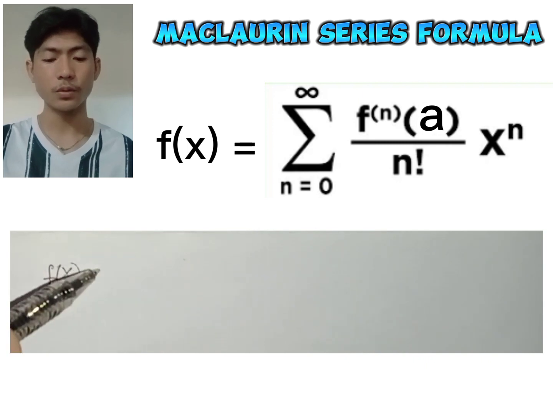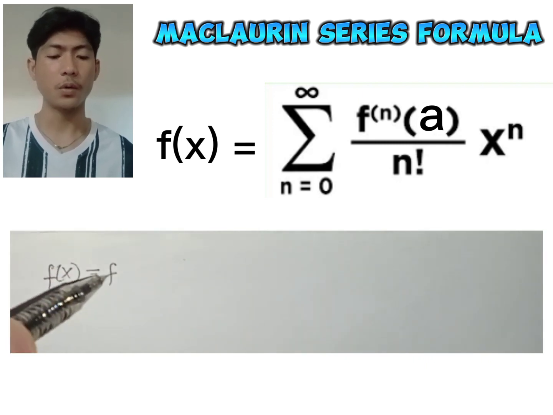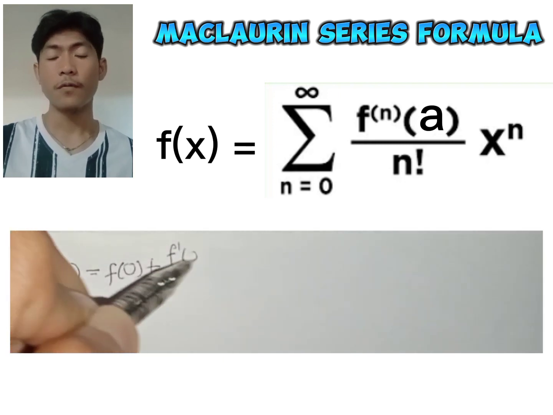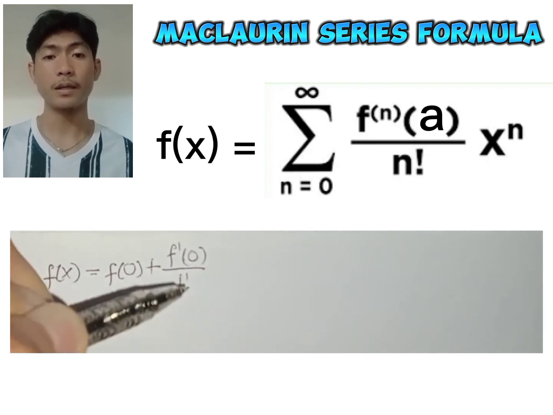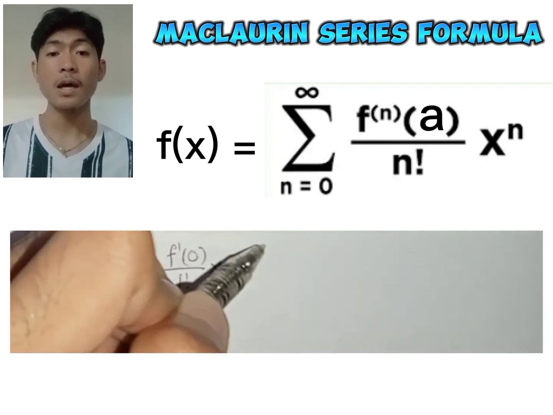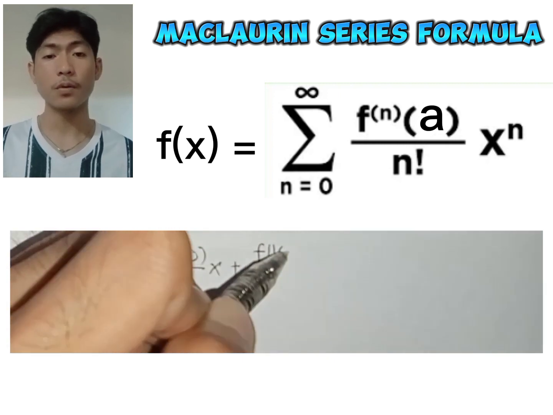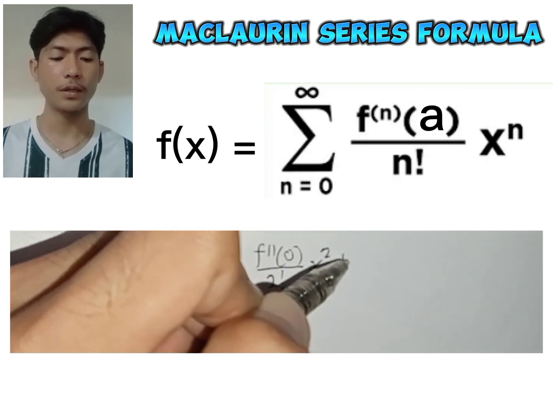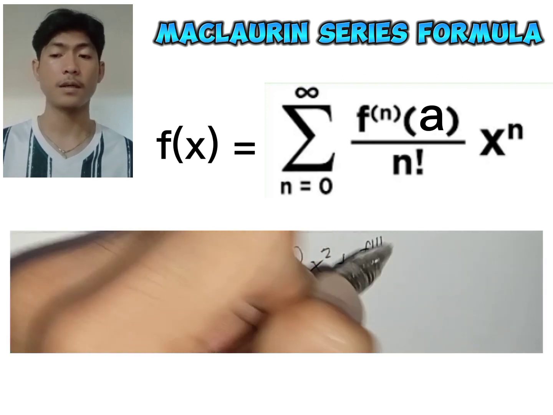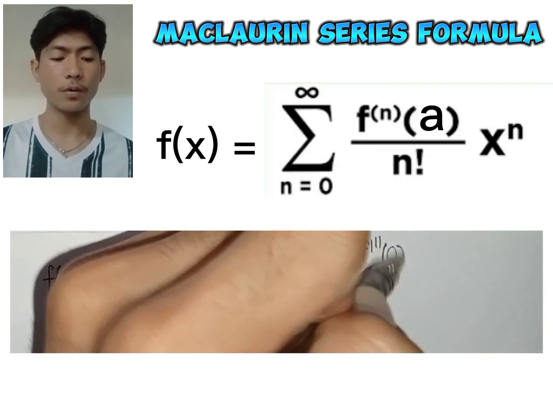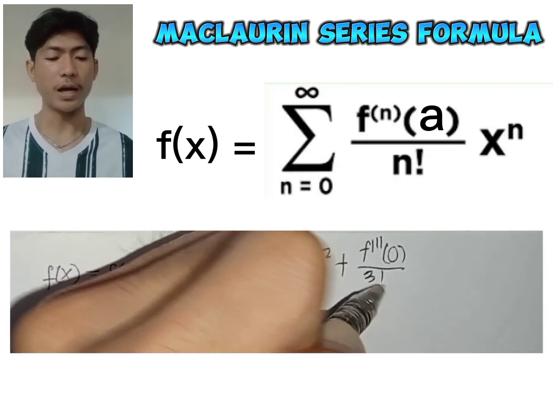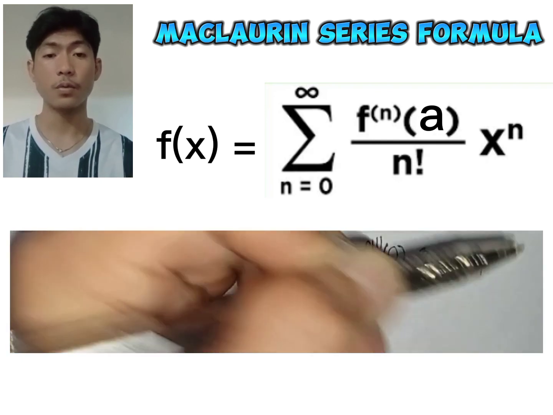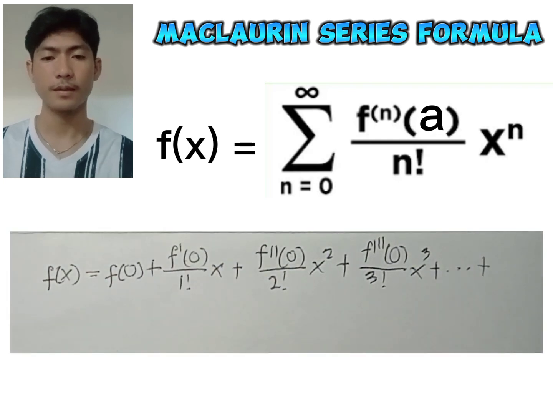f of x equals, we have to get the first term, which is f of 0. Then the second term, plus f prime of 0 over 1 factorial times x. The third term is f double prime of 0 over 2 factorial times x squared. Then the fourth term is f triple prime of 0 over 3 factorial times x cubed. So we make it short and so on. So that's it.